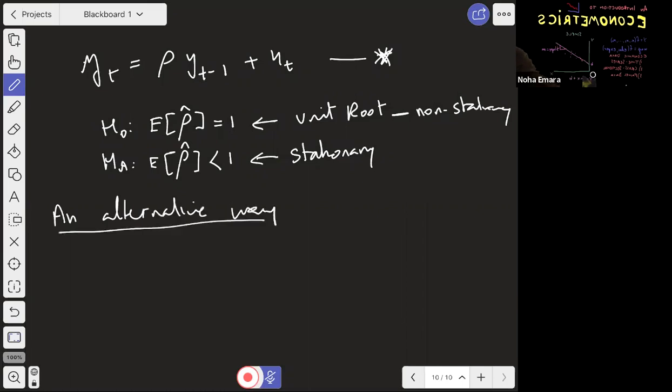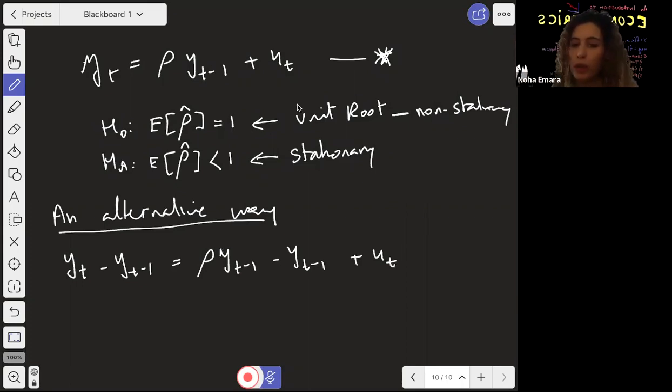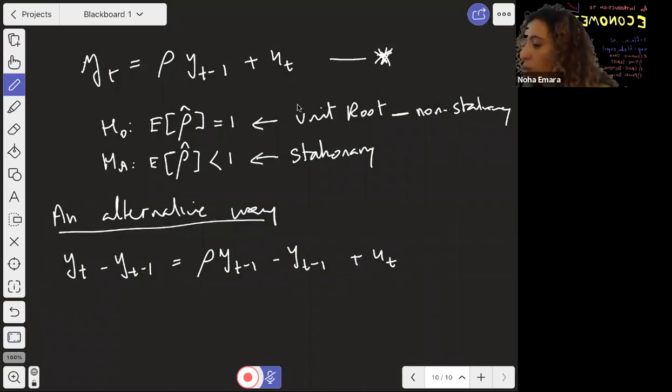The alternative way would be subtracting Yt-1 from both sides. So it's going to be Yt minus Yt-1 is equal to rho Yt-1 minus Yt-1 plus Ut, right? So what you're doing here is just rewriting star into a different version of it. It's exactly the same, just subtracting Yt-1 from both sides. So that means this variable is the change of Yt between today and its previous value in t minus 1. And I can write it this way. It's the change in Yt.